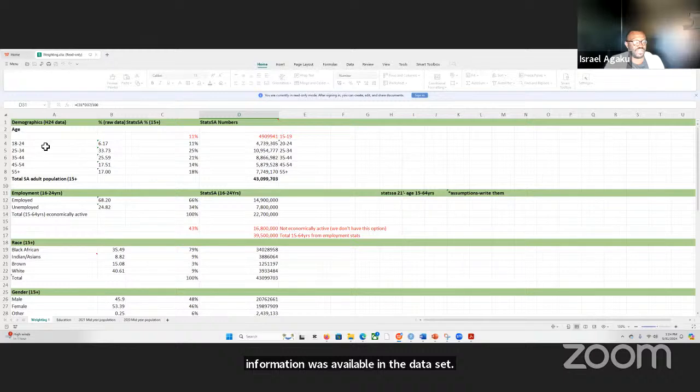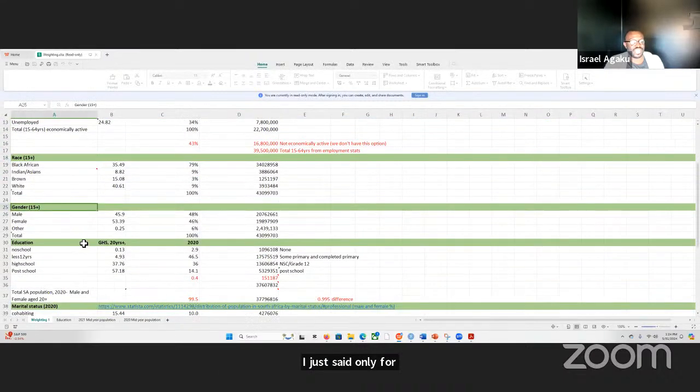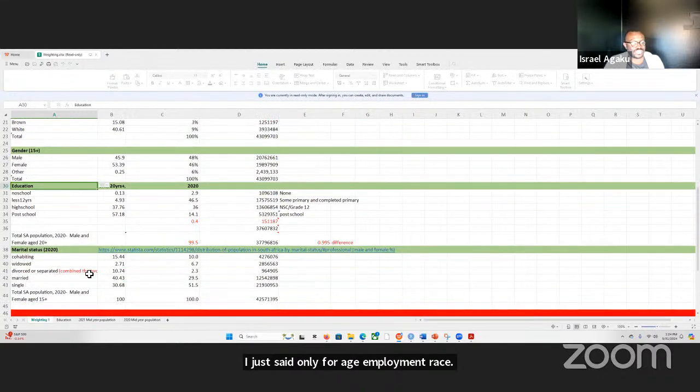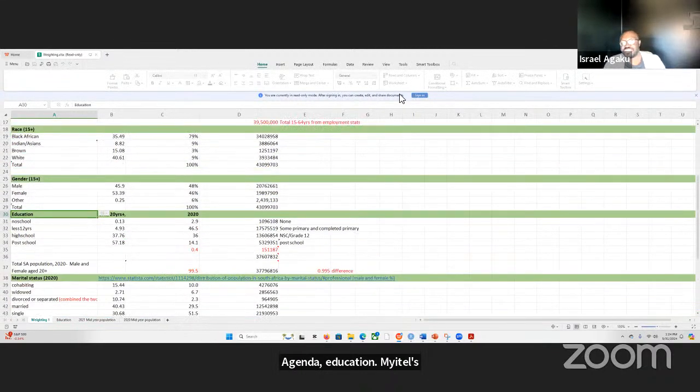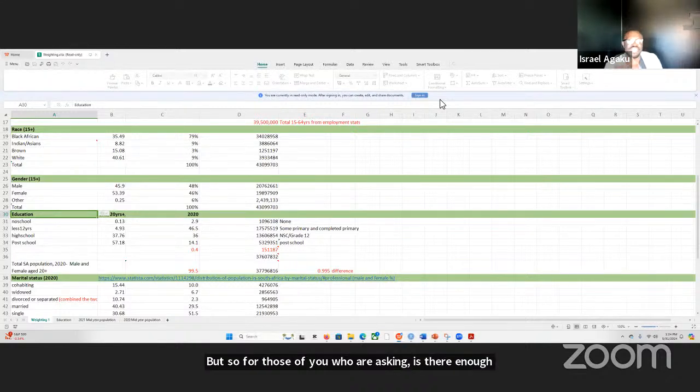We adjusted only for age, employment, race, gender, education, marital status. Yeah, we only adjusted for 6 variables. And so that is not like a whole lot of variables. Like I said earlier, remember, in most large surveys, we typically will account for up to 20 variables. So for those of you who are asking me, is it enough to weigh on only one variable? That's your answer, right? No, it's not enough.